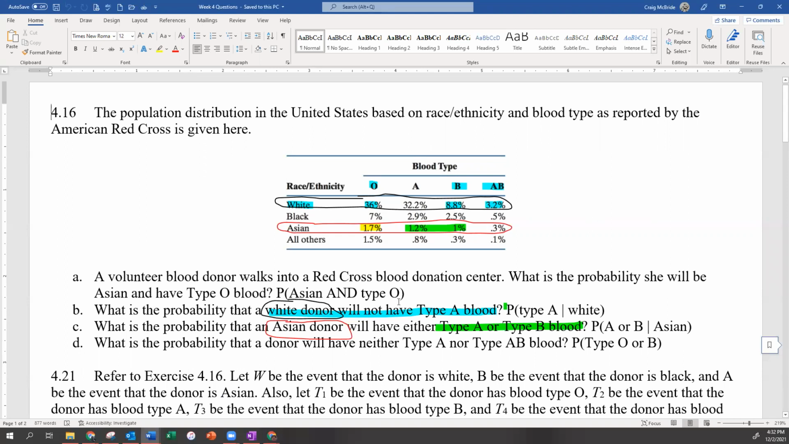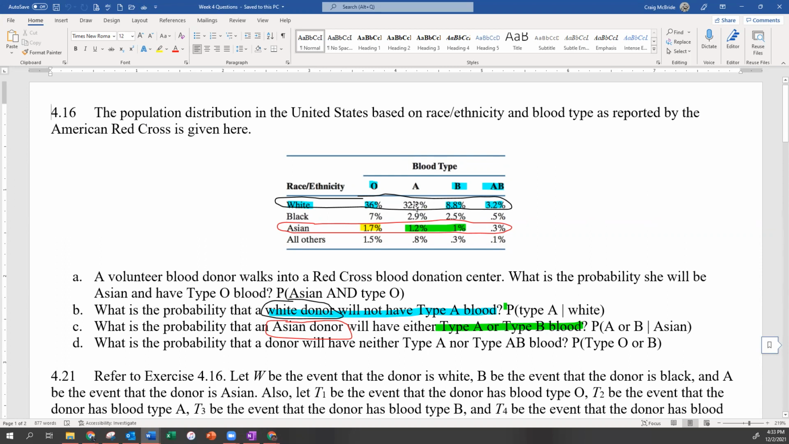Right. Yes. So question B is a conditional or a given condition, right? So it's basically the probability that they don't have type A given that they're white. And then the same thing with part C, you're looking for the probability that they have type A or type B given that they're Asian, right? So both of those, B and C, are in fact given conditions. They are conditional probability questions. You're not just looking for the intersection of being white and having type A, right?